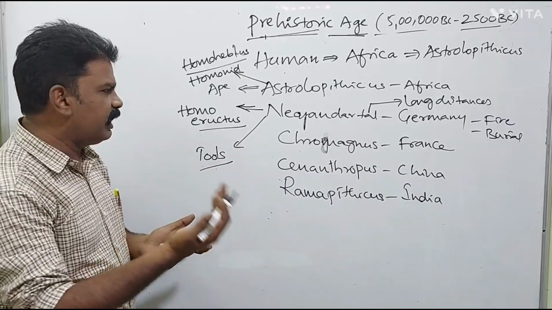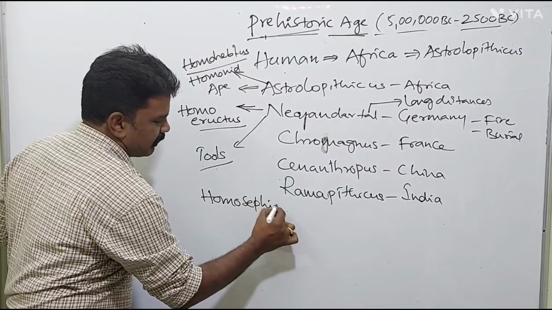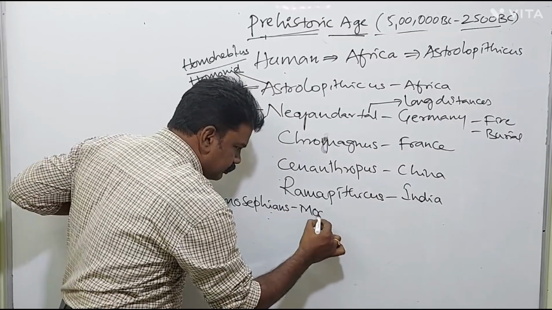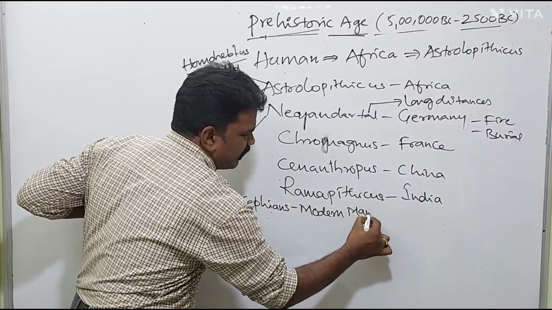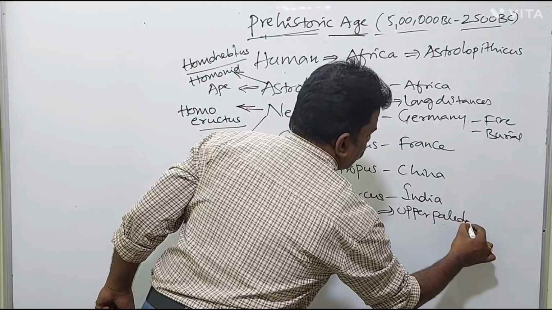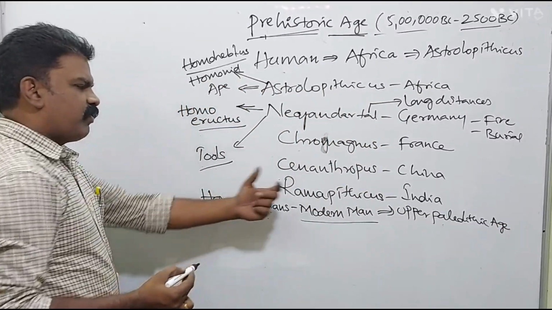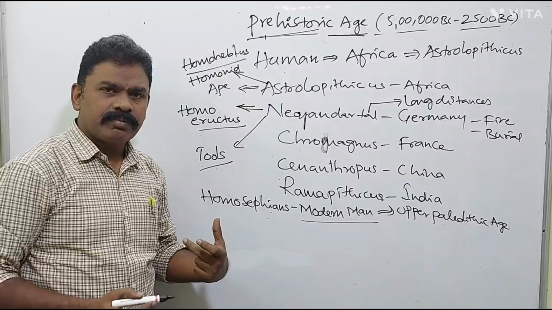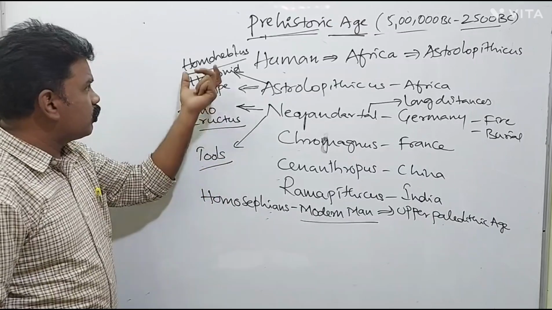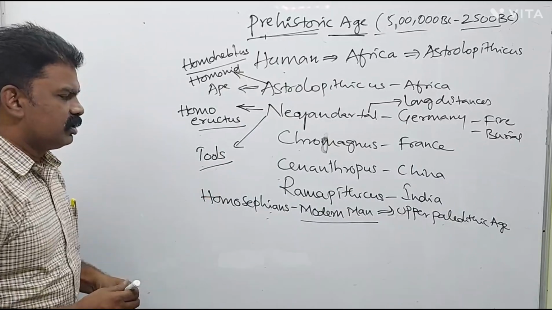This Homo erectus finally came into the form of Homo sapiens. Homo sapiens is the modern man. This modern man appeared in India in the Upper Paleolithic age. What is the difference between Homo habilis, Homo erectus, and Homo sapiens?